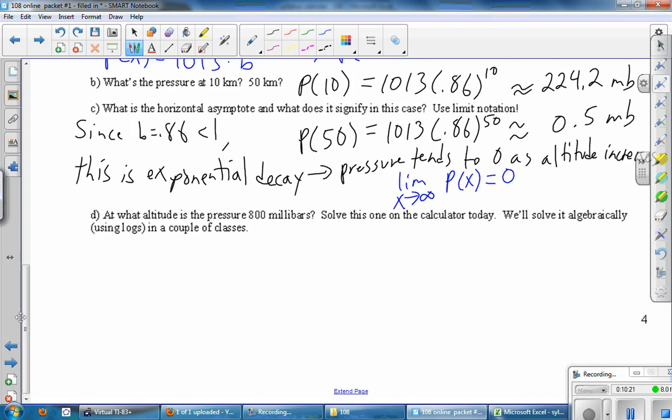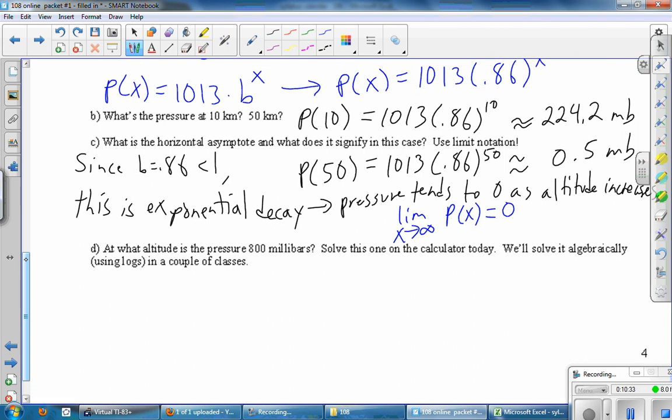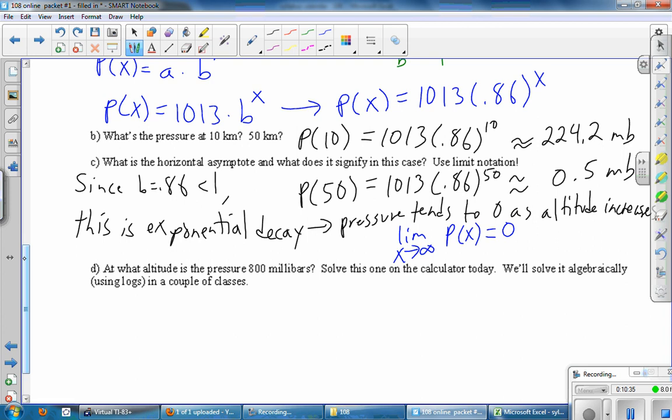Part D, at what altitude is the pressure 800 millibars? Solve this one on the calculator today. We'll solve it algebraically using logs in a couple of classes. So let's write our formula right there at the top right of the screen in blue. That's where we start.